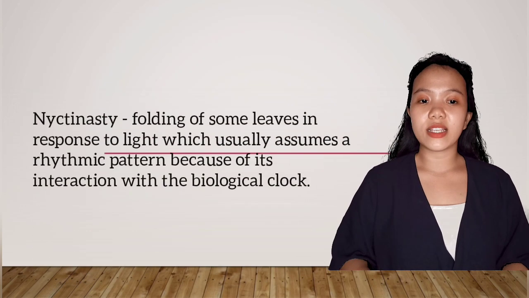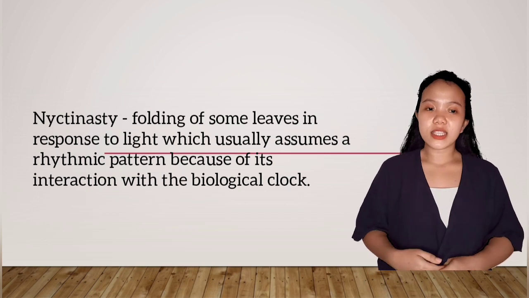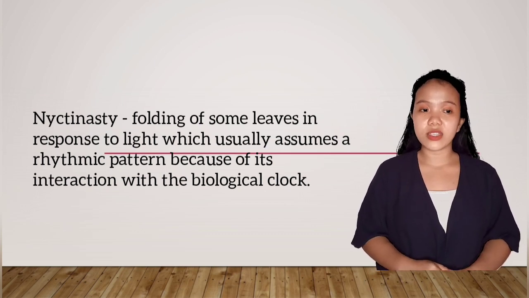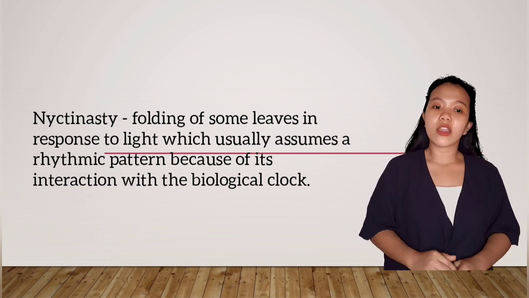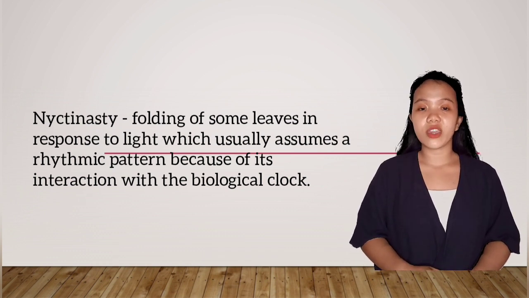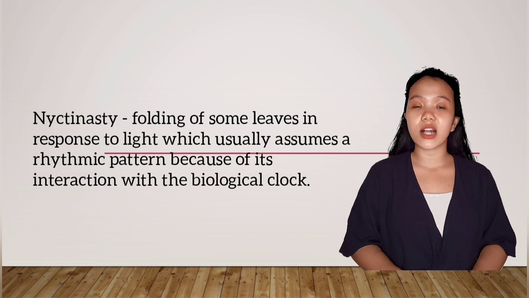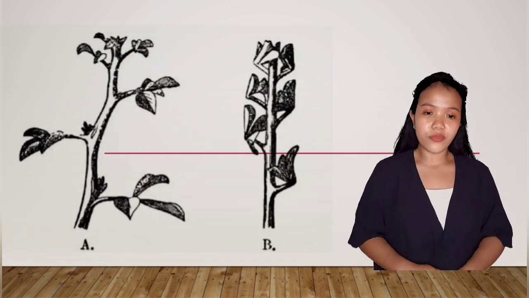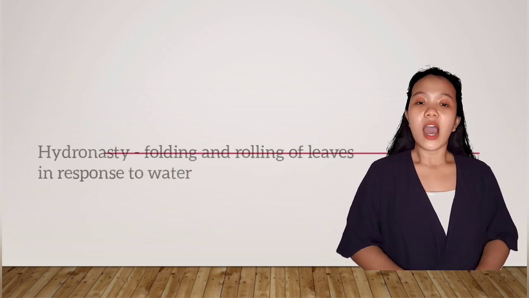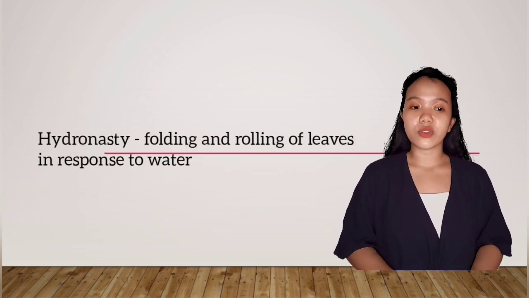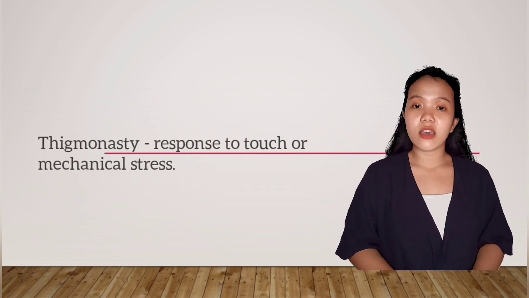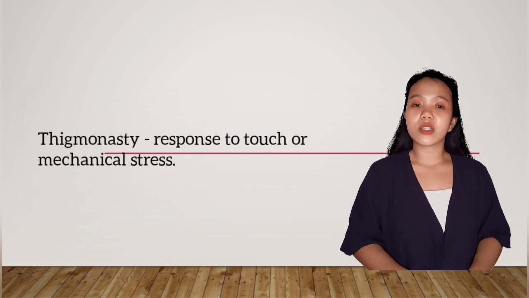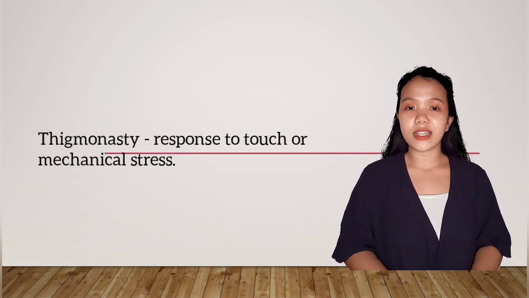The third one is nectinasty. Nectinasty is the folding of some leaves in response to light, which usually assumes a rhythmic pattern because of its interaction with the biological clock, and I'll show you some examples of nectinasty. The fourth one is hydronasty. Hydronasty is the folding and rolling of leaves in response to water. And lastly is thigmonasty, response to touch or mechanical stress.